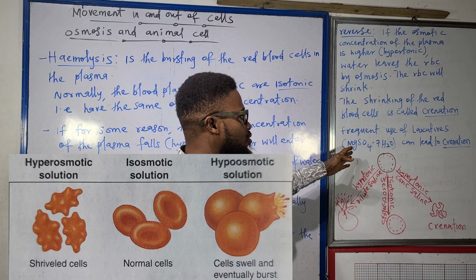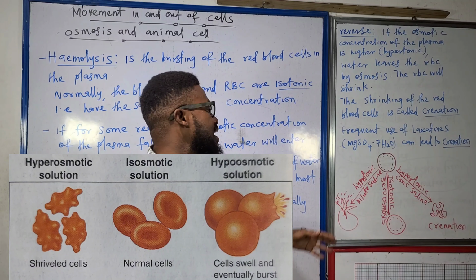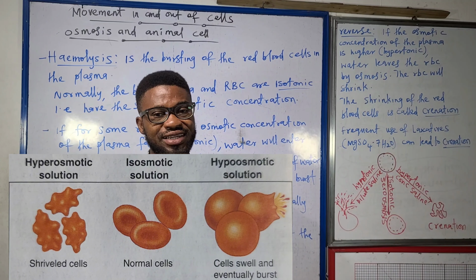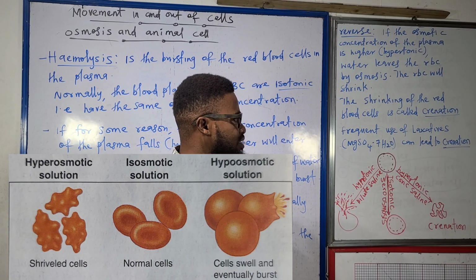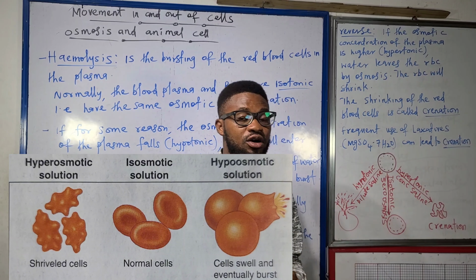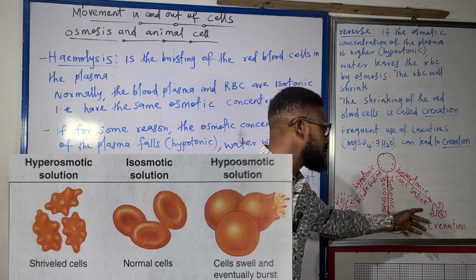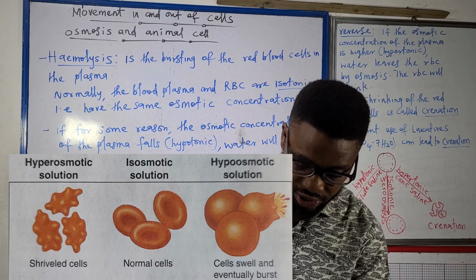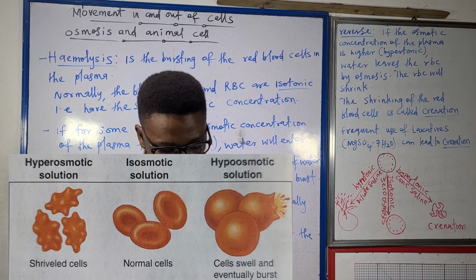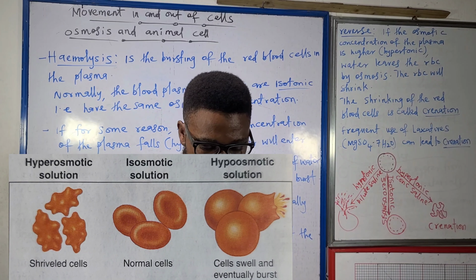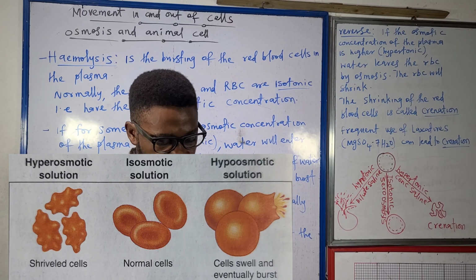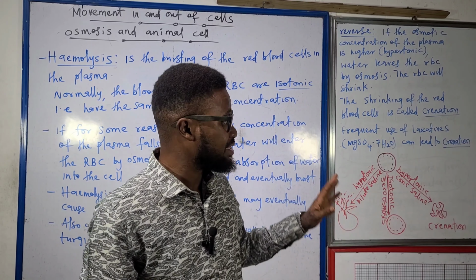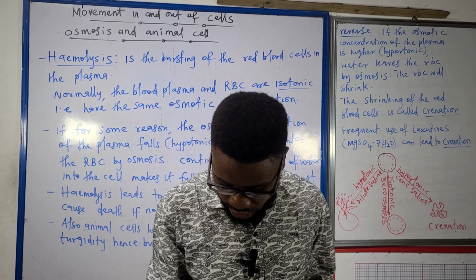Constant use of this means that this is going into the plasma, increasing the osmotic concentration of the plasma, making the plasma hypertonic to the inside of the red blood cell. This will then mean that water will be drawn out of the cells. So if this persists, it simply means the red blood cells will shrink, a situation we call crenation. As you can see on your screen, you can see the shriveled red blood cell. It is no longer biconcave in shape, but it is now rough. So that ends osmosis as it affects animal cells.